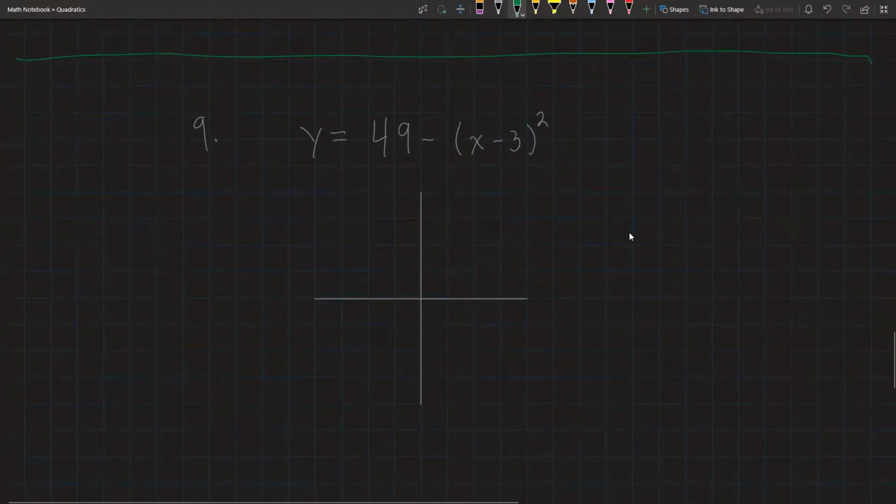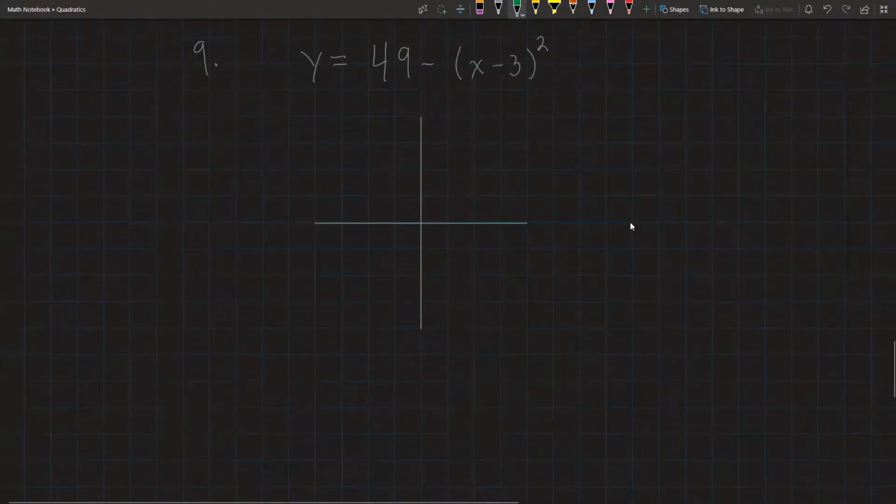All right, I encourage you to try this one by yourself if you would like. And if you didn't want to, let's check it together now. All right, so let's do the easiest part first, for me, which is finding the line of symmetry, which is when x is equal to 3.